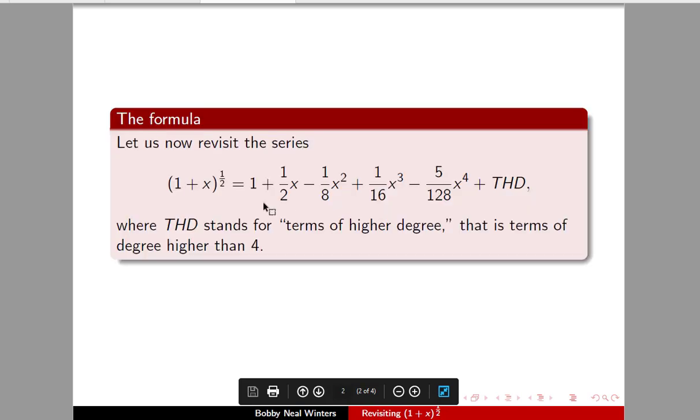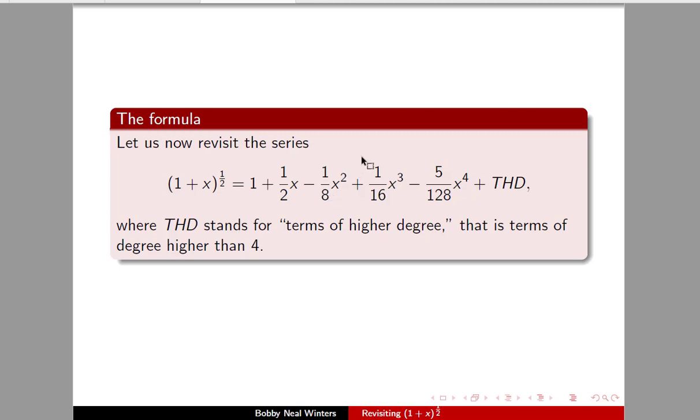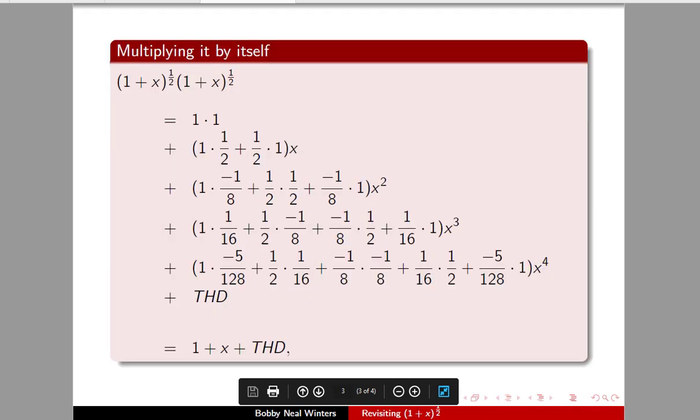Recall that (1 + x)^(1/2) is 1 + (1/2)x - (1/8)x^2 + (1/16)x^3 - (5/128)x^4, and then plus terms of higher degree. So anything that happens beyond this will have terms of degree higher than 4. And so I multiply it by itself.